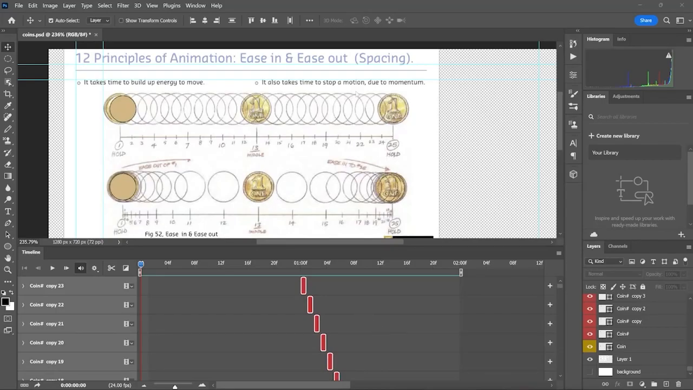So for the coin slide animation, what we did was learn about ease in and ease out. Here we see above, no ease in or ease out. Here we see ease out and ease in. We're working on 24 frames. They're working on 25. So we can see a bit of difference.